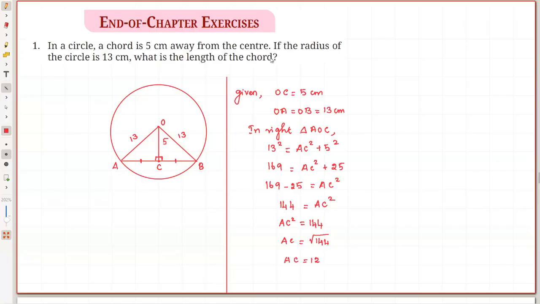Actually, you have to find out the length of the chord AB. Now AC is equal to 12. Therefore, AB is equal to twice of AC, 2 times AC. Why? Because this is a bisector, equal length. So 2 times AC means 2 into 12, which is 24 centimeter. So AB is equal to 24 centimeter. Therefore, the length of the chord is 24 centimeter.